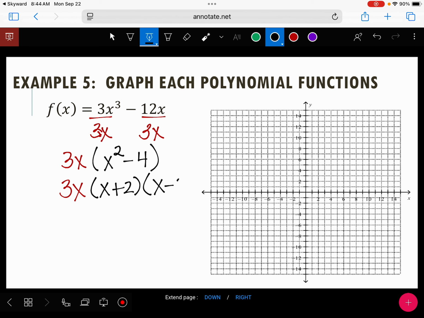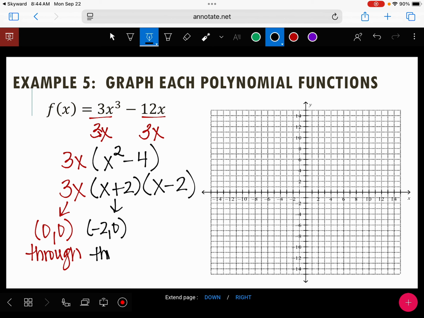Now, all of these have a multiplicity of 1. So it's going to go through at every single point. So we're going to take that 3x. This is going to give me 0, 0. It's going to go through. And then this is going to give me negative 2, 0. Also will go through. And this gives me a positive 2, 0. Also goes through.